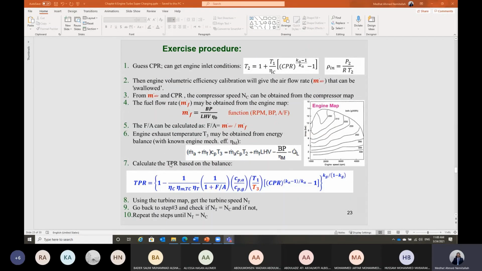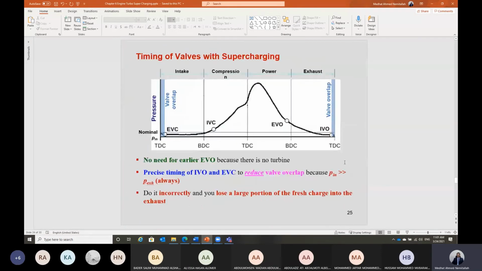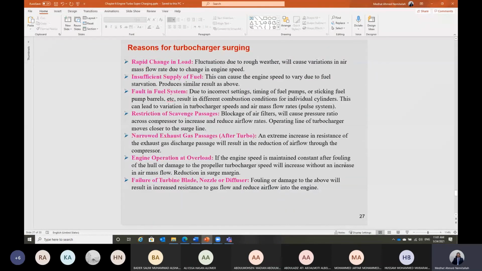So the turbine pressure ratio can actually be calculated using this equation. We have T3, we have the fuel to air ratio. We have also the compressor pressure ratio we have assumed. Then using this balancing equation, we can get the turbine pressure ratio. Then we can take this turbine pressure ratio, Shabab, and go to the map.